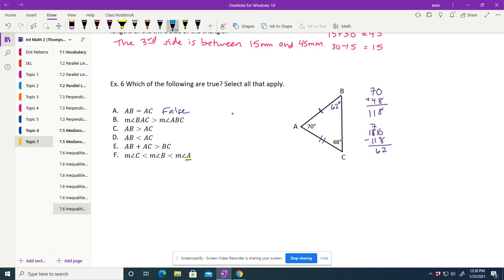B, angle BAC, tracing this angle BAC, is greater than ABC. So to color coordinate things here, make my life a little easier. So is BAC, I just traced it so that I got the right angle, is greater than ABC. Yeah, 70 is greater than 62. So I'm going to say that yes, this is true.